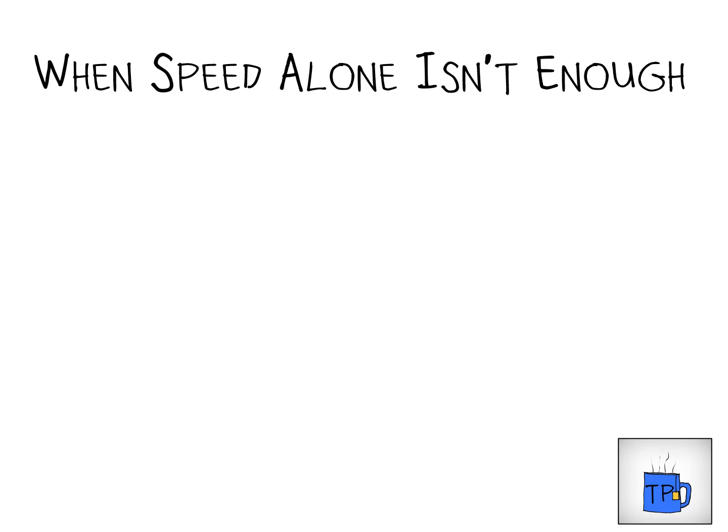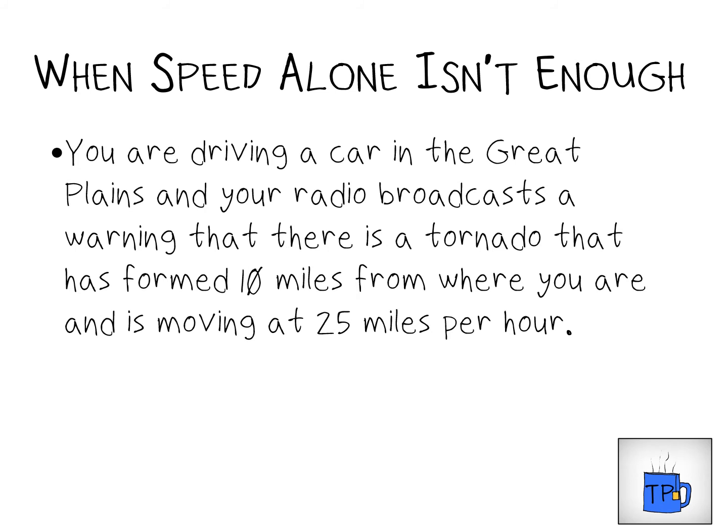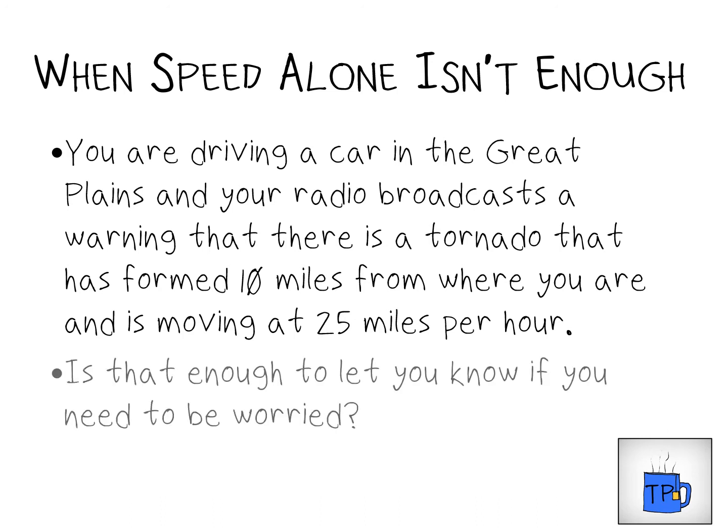Speed itself sometimes is not enough information. As an example, you're driving your car in the Great Plains, and the radio broadcasts a warning that there's a tornado about 10 miles away from you, and they said it's moving at 25 miles an hour. Does that mean you have to be worried? You don't have enough information. Just because you know how fast it's going, you don't know what direction it's going, and really you would need to know what direction it's going in order to know what your level of concern should be.